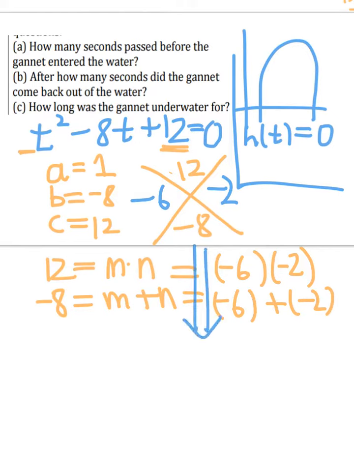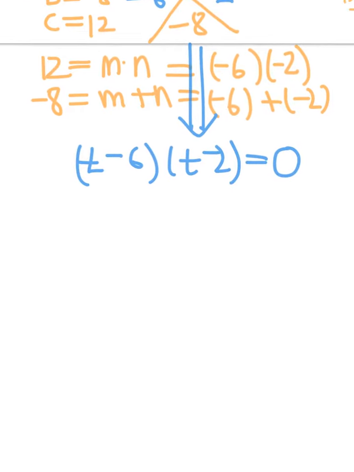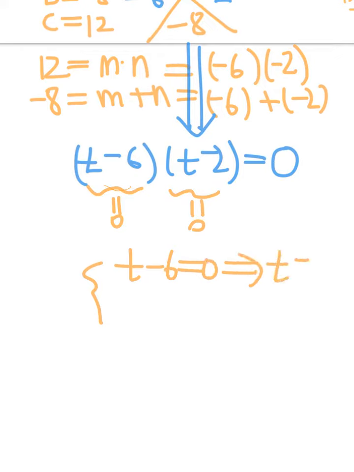Now we can write that as t minus 6, t minus 2, which we're looking for the case when that equals 0. And we can simply see from the zero product rule, either t minus 6 has to be 0, or t minus 2 has to be 0. So there are 2 cases where t minus 6 is 0, which gives us t equals 6, and t minus 2 equals 0, which gives us t equals 2.